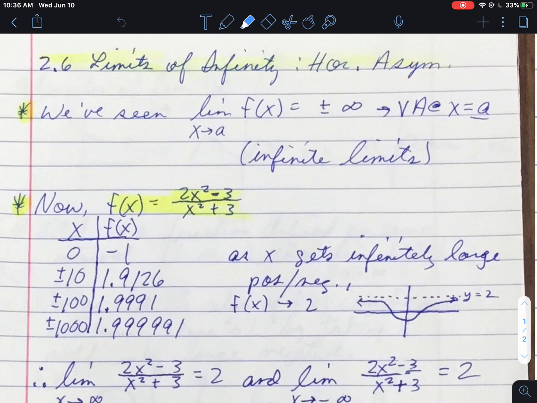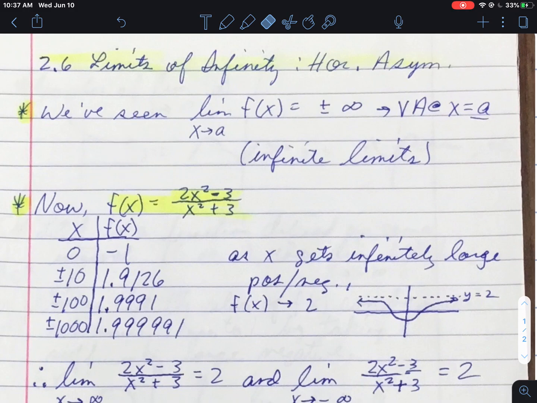The limit as x approaches a of f of x equals either positive or negative infinity. And we used that to actually define the existence of a vertical asymptote. All right, so we call those infinite limits. And so the graph is either shooting off to infinity or negative infinity as x approaches a number. Right, so we had our vertical asymptotes there.